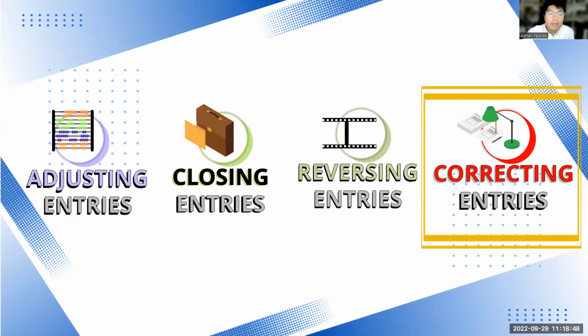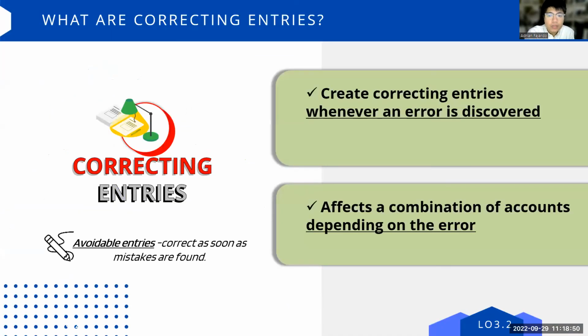The last one would be our correcting entries. So correcting entries are avoidable entries. So basically, in terms of timing, we no longer wait until the last day of accounting. If you see a mistake, you correct it right away, right? So avoidable entries, so correct as soon as you can. It affects a combination of accounts depending on the error, unlike accrual entries, where adjusting entries affect one income statement and one balance sheet account, right?